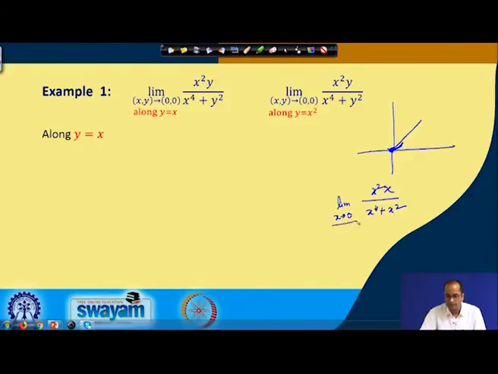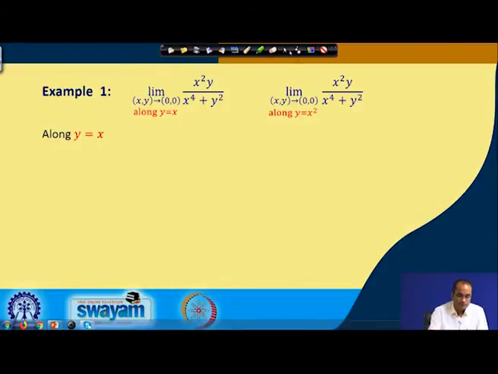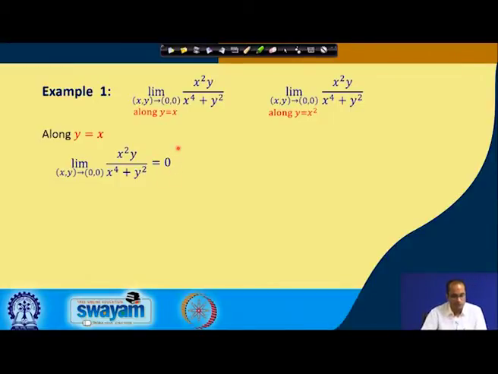So, now we can take x goes to 0 and see what will happen to this limit. Here the limit as x goes to 0, and this x square we can cancel out. So, you have still x over x square plus 1, and then this limit will go to 0. So, along this path y is equal to x, along this straight line which is approaching the origin, we are getting this limit as 0.